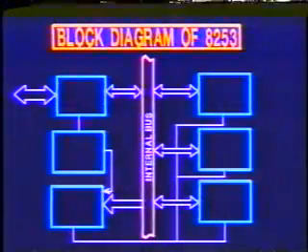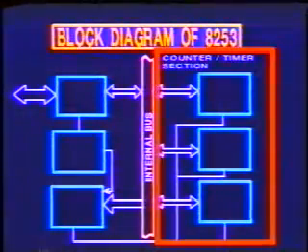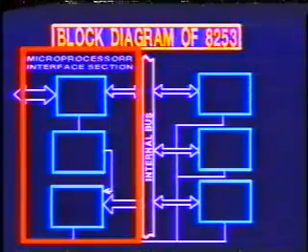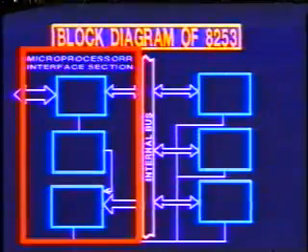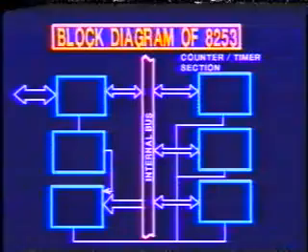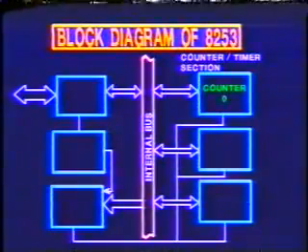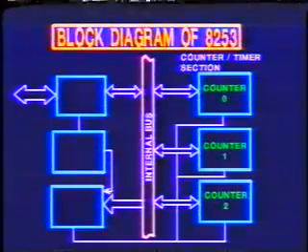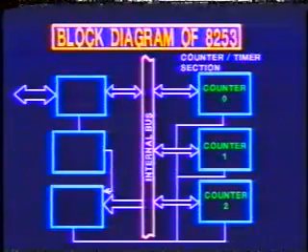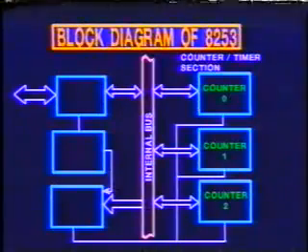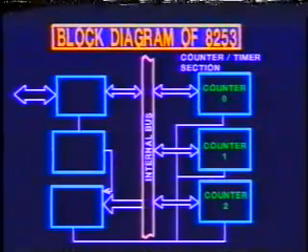The two functional blocks of the device are the counter timer section and the microprocessor interface section. The device has three independent counter timers: counter 0, counter 1, and counter 2. Each is a 16-bit down counter. Each of them can be operated independent of the others.